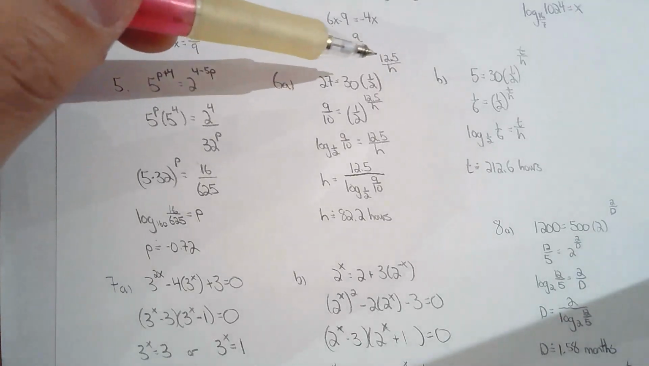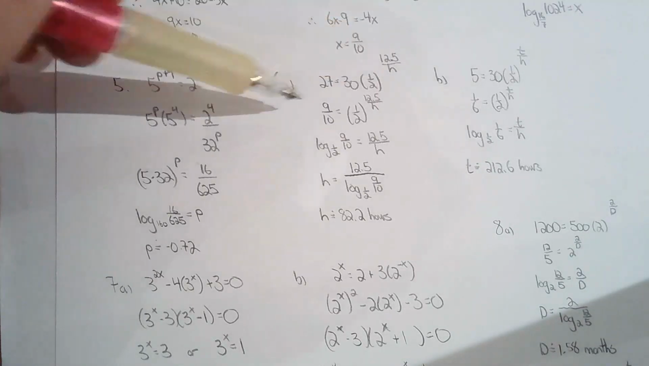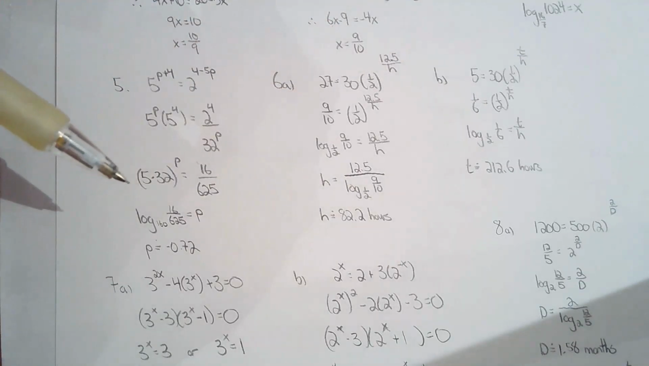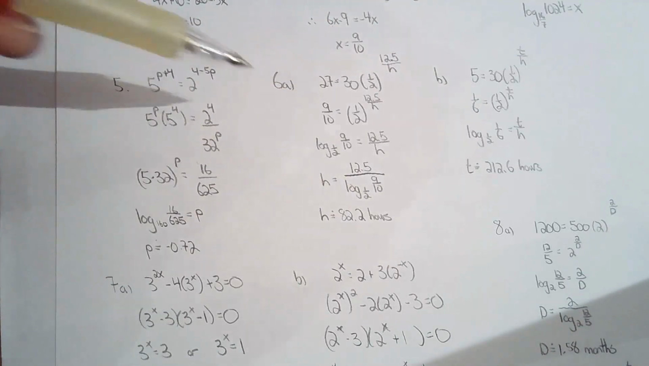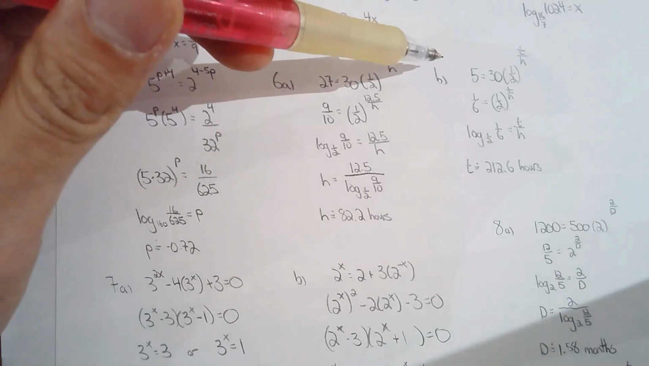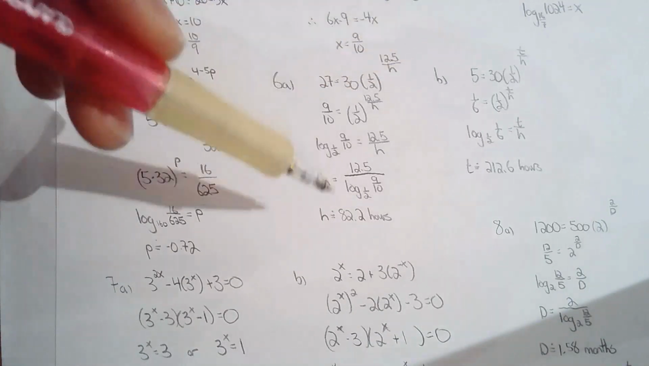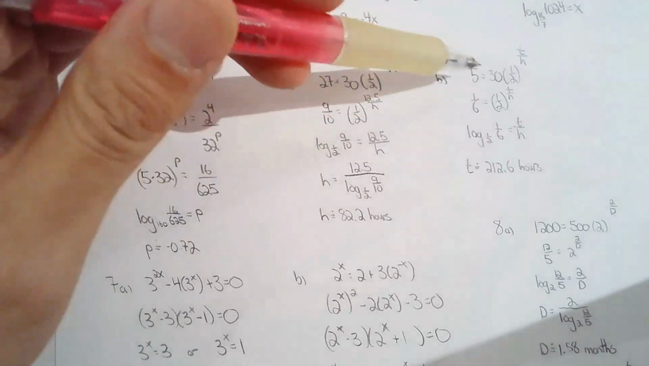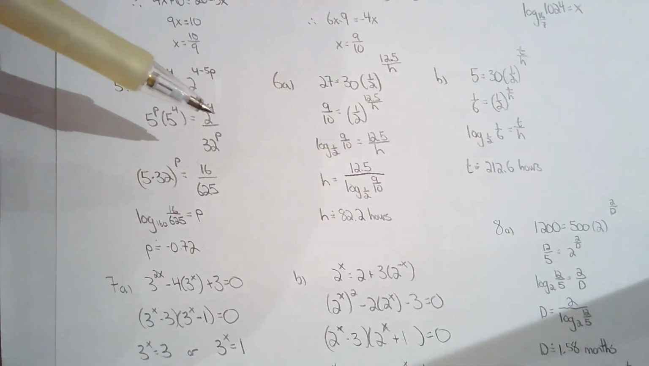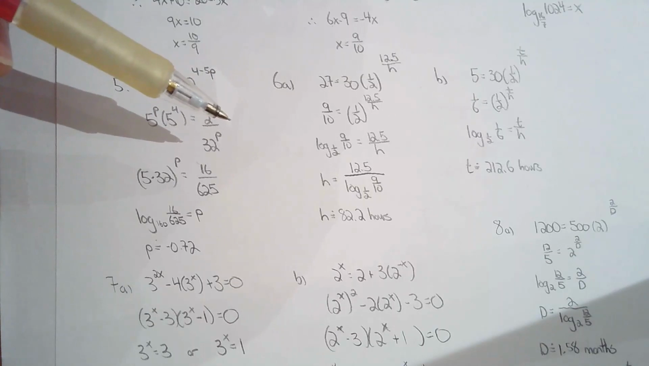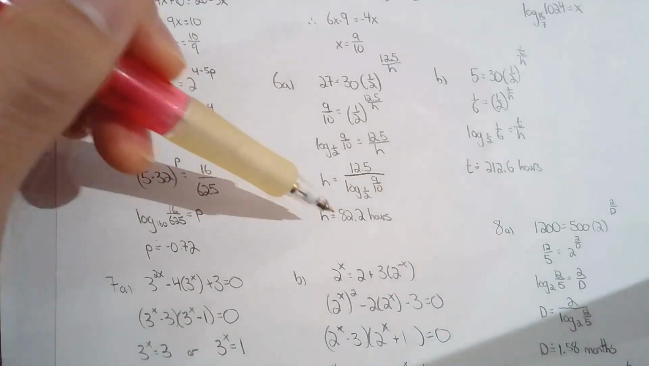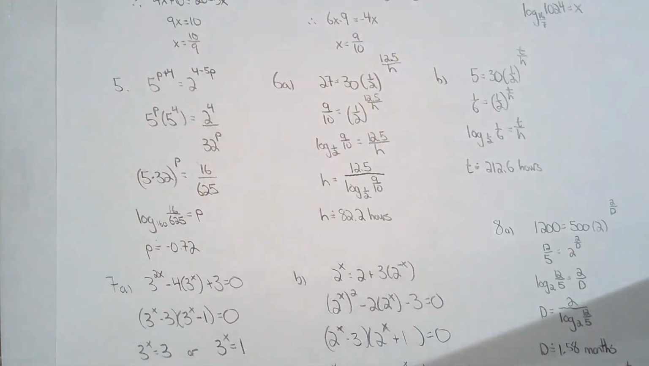Question 6a, we have a half-life situation. So they're asking me to solve the half-life given some information. So I solved the half-life to be about 82.2 hours. And then 6b is basically based on 6a. So knowing that the half-life is approximately 82.2 hours, you can solve for when 5 milligrams will be remaining from the 30 milligram sample. So it's about 212.6 hours. But without the half-life from a, you cannot do b.